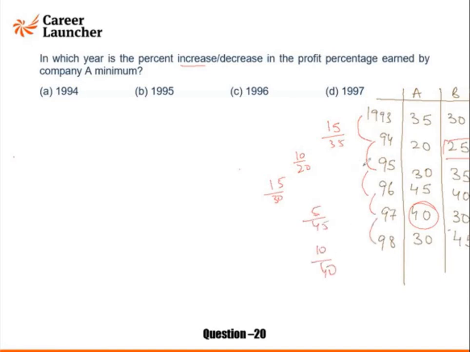So what do you think? Which one will have the lowest decrease, the lowest change? Can we clearly say it's 5 by 45? That will be the lowest percentage value. Directly we can mark the answer. And which year is it? It's 1997. And this will be the answer.